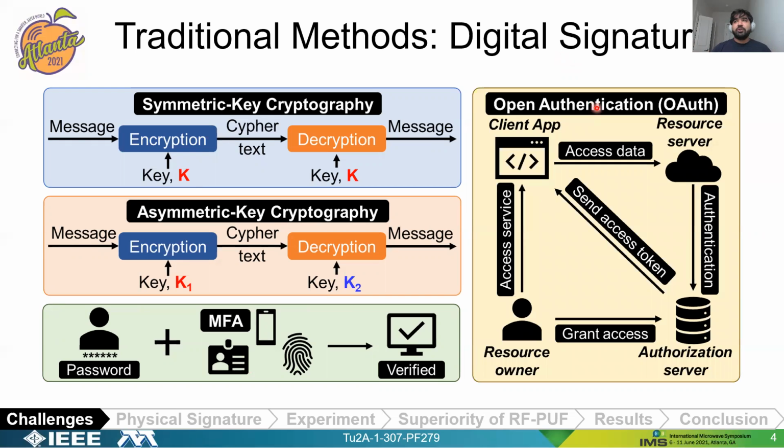Another method is open authentication or OAuth. What happens in OAuth is that the resources are located in a remote server, and there is an authorization server, so the authorization process is separated. The user gets his or her resource through the client app. The resource owner, the user, grants access to the authorization server, and the server then sends an access token to the client app. The app can then fetch data for the user.